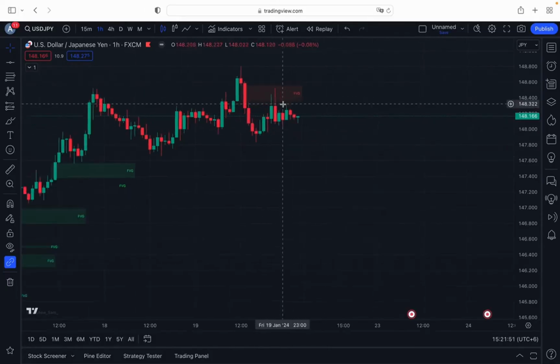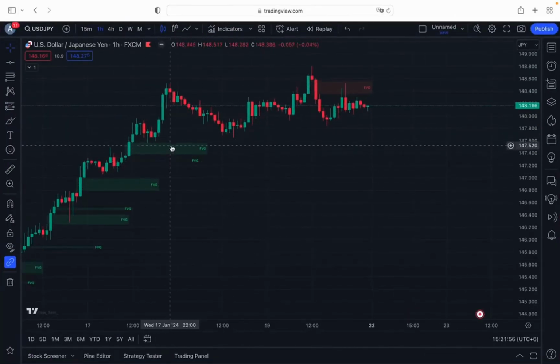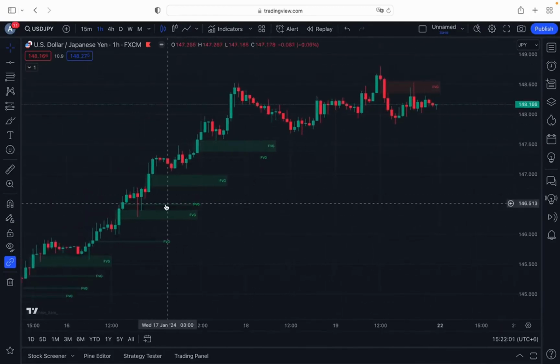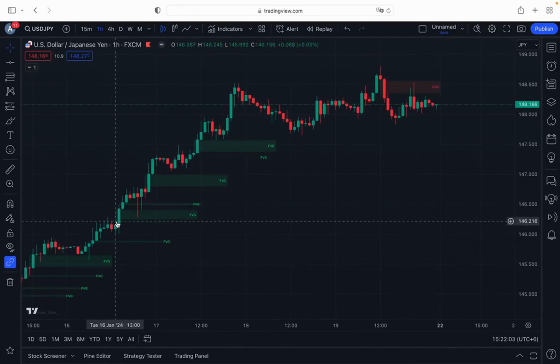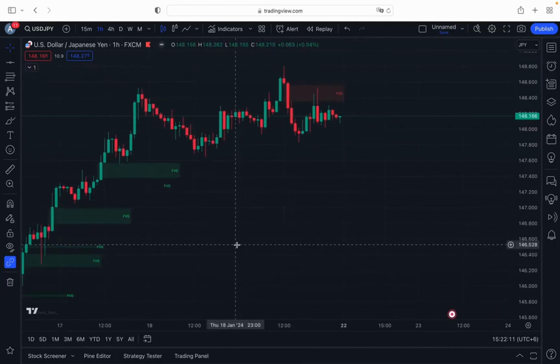So if it's red, meaning the imbalance is downward, we can consider it as such. Or if it's green, we can treat the imbalance as upward, expecting it to rise, right? Here as well, if you look, the imbalance is green. And when the price reached this imbalance, what did it do? It went up, right?